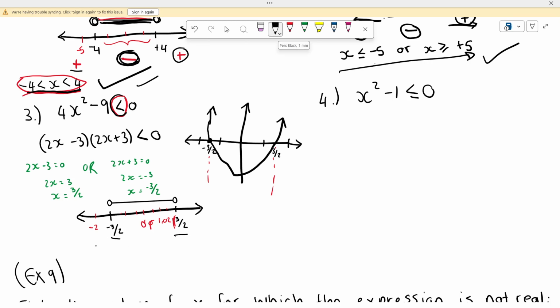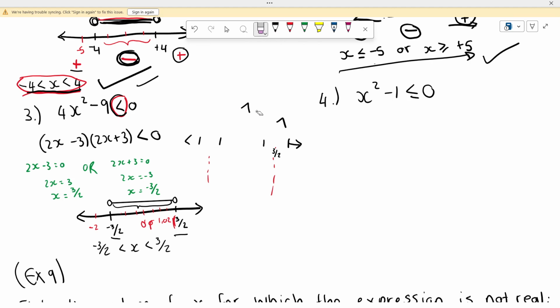So to write a final answer, I'm going to write, okay, negative 3 over 2 is smaller than x, and x is also smaller than 3 over 2. So 3 over 2 is bigger than x, but negative 3 over 2 is smaller than x. Okay, so that means that everything between those two numbers is included in the answer that we want.